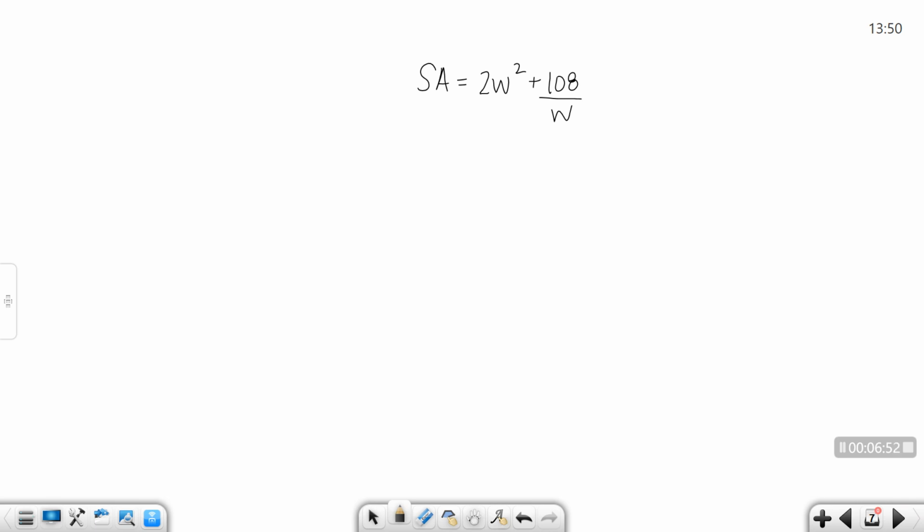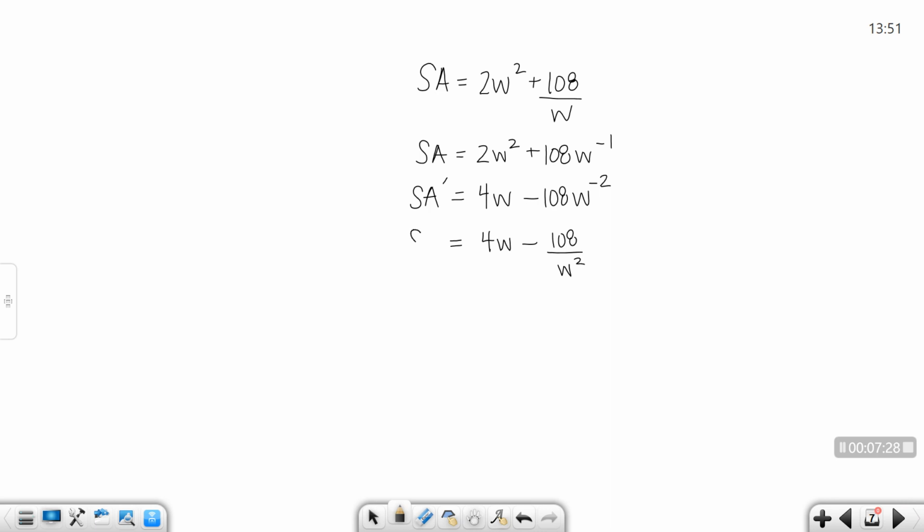Now, I can't take the derivative like that. Move the W to the top. Now I can take the derivative. So I bring that W to the top, and of course that makes its exponent negative. So let's take the derivative, and we get 4W minus 108 W to the negative 2, because remember, you'll say negative 1 minus 1. So we're going to get 4W minus 108 over W squared. And that's my derivative.